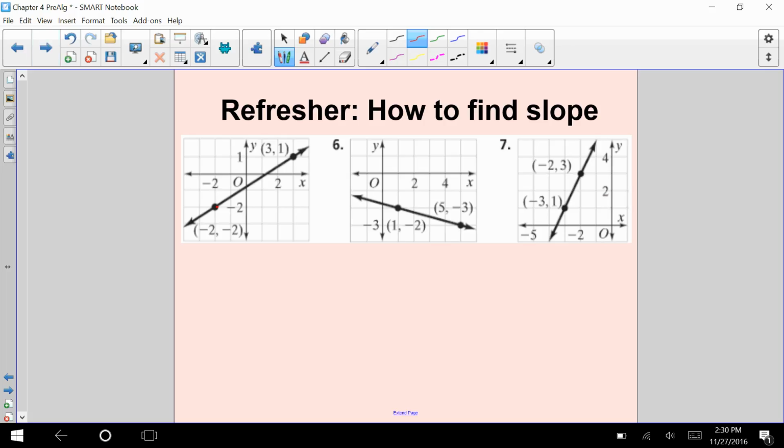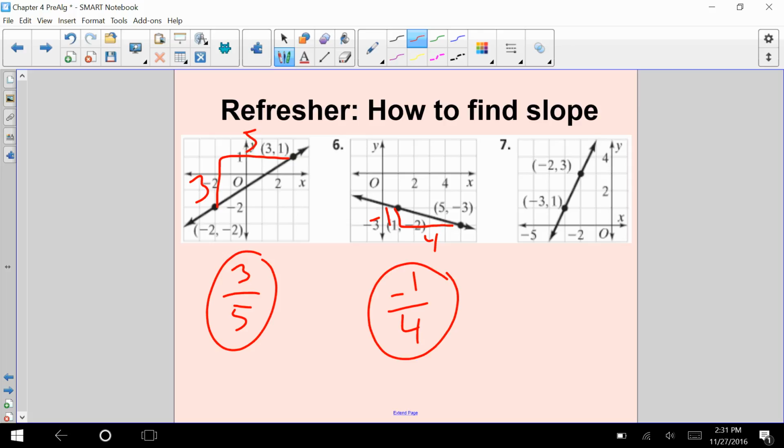For the first one, you should have drawn your triangle. You'll notice it goes up 3 and over 5, so your slope is 3/5. For the second one, you draw your triangle. You notice it goes down 1 over 4, so your slope is negative 1/4. And for the third one, it goes up 2 over 1, so your slope is 2.